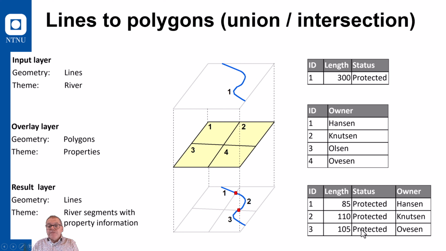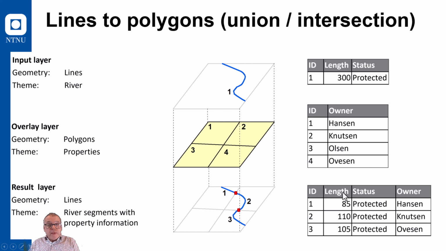All of these river segments are protected, but they have different owners because they are crossing 3 different polygons of 3 different properties. Olsen owns this part here, and he or she has no river crossing his or her properties. So of course there is no row representing Olsen in this output here.